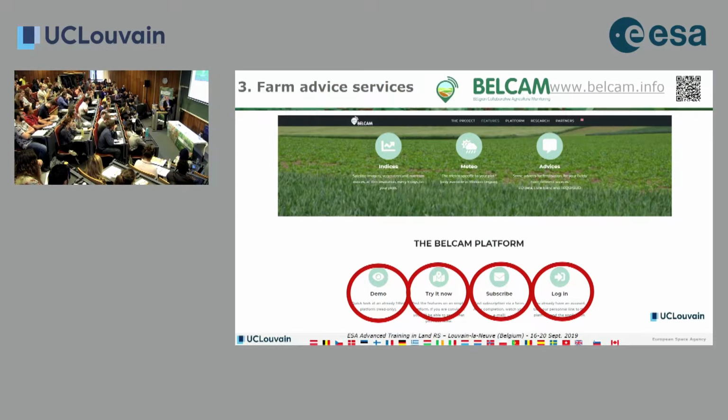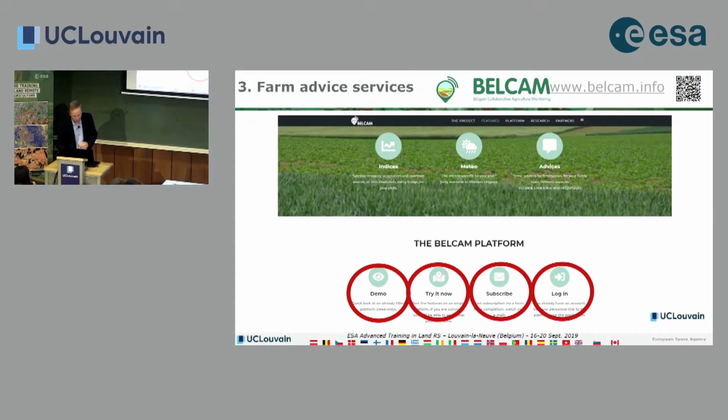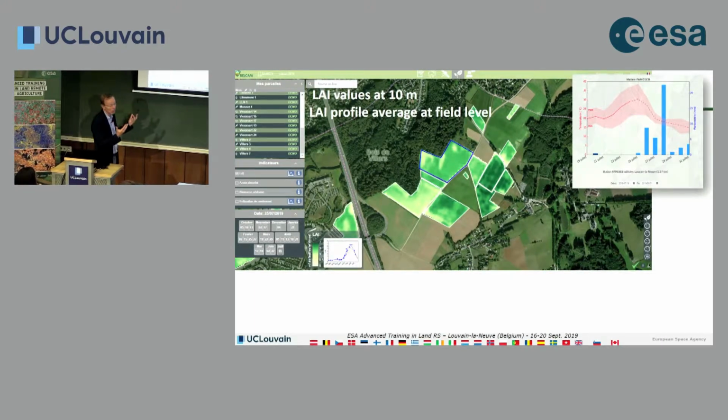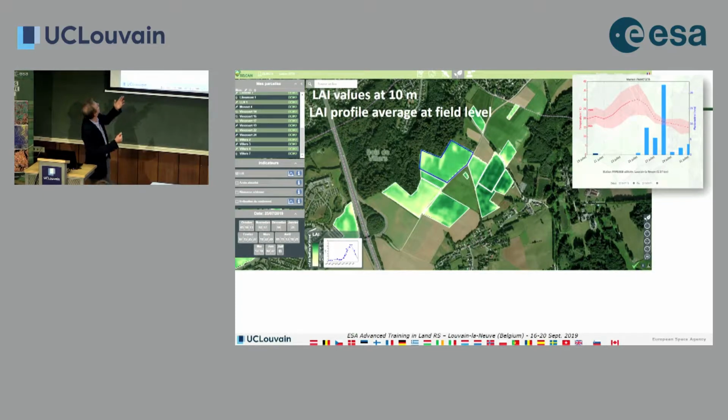This is what we are doing with a Belgian farmer. We call it Belcam, as a Belgium Collaborative Agriculture Monitoring. And this summer, we launched it for all the farmers in Belgium, where actually this is very classical. We display the LAI for their own field. Here, in this case, this is all the wheat field.